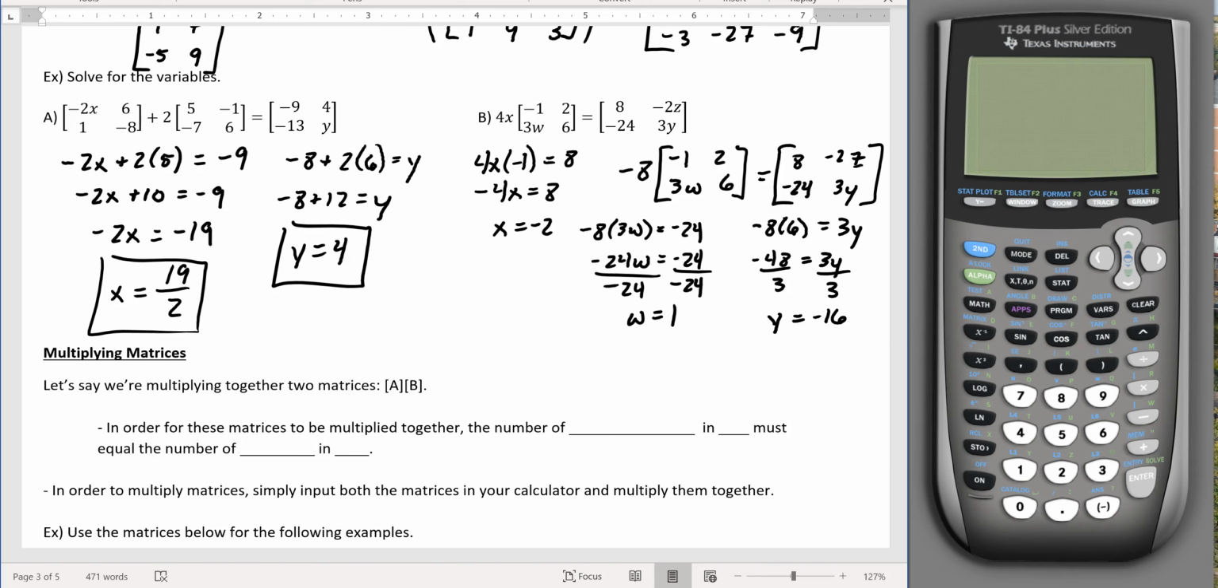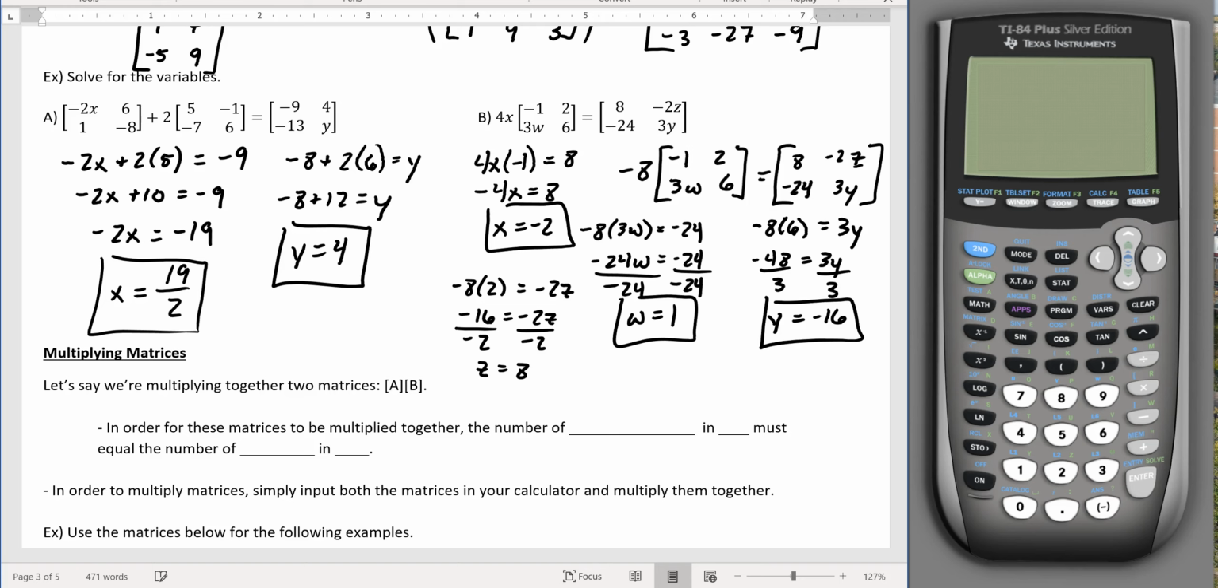What about for z? Well, we would have negative 8 times 2 equals negative 2z. So that'd be negative 16 is negative 2z, divided by negative 2, divided by negative 2, and that means that z equals 8. So from that, we've found that x is negative 2, w is 1, y is negative 16, and z is 8. And that's how we can solve for variables inside of a matrix. We just create individual equations using the values in the same location of the matrices.